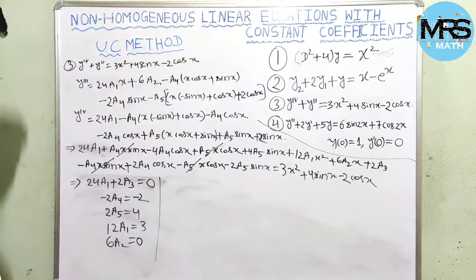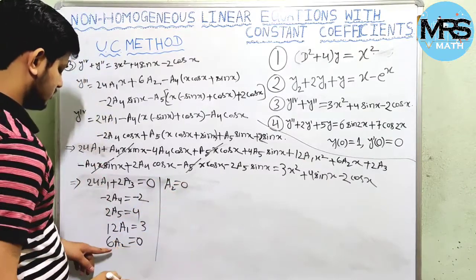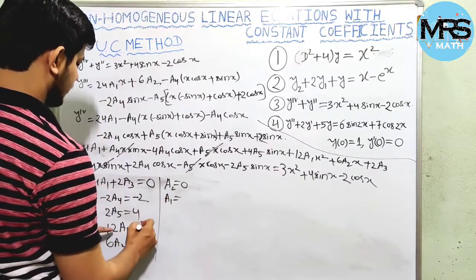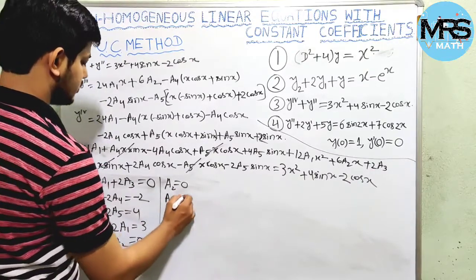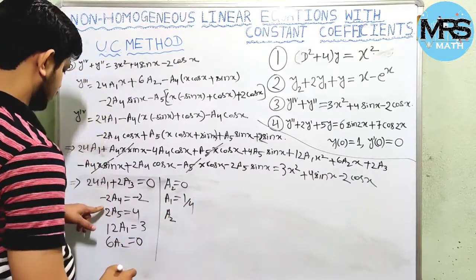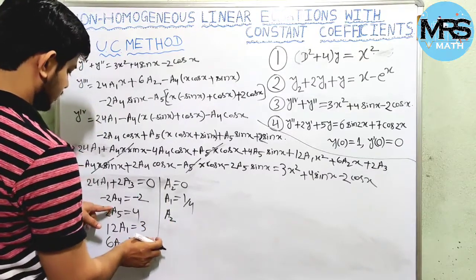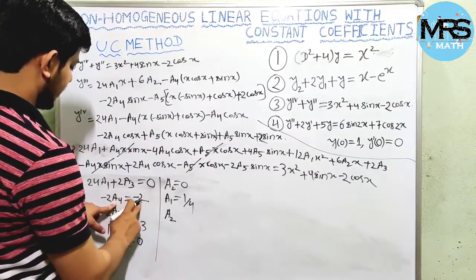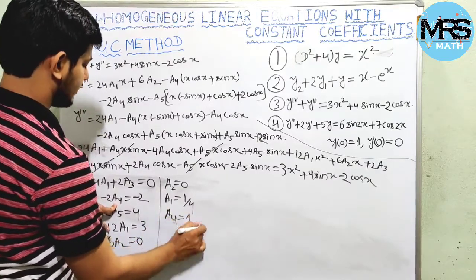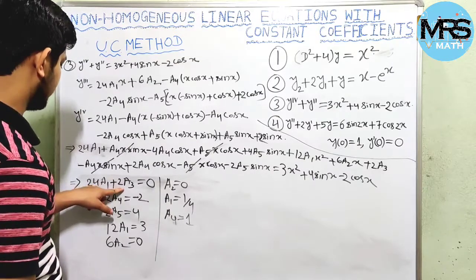So here we can write a2 is 0, a1 is 3 by 12, that is 1 by 4, and a2 is 0. Then a4 will be minus 2 over minus 2, that will be 1, correct? Now we can find the value of a3.